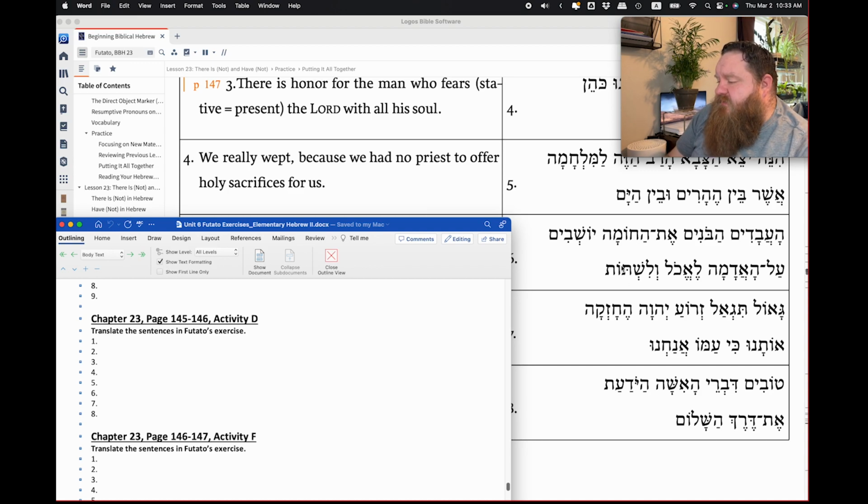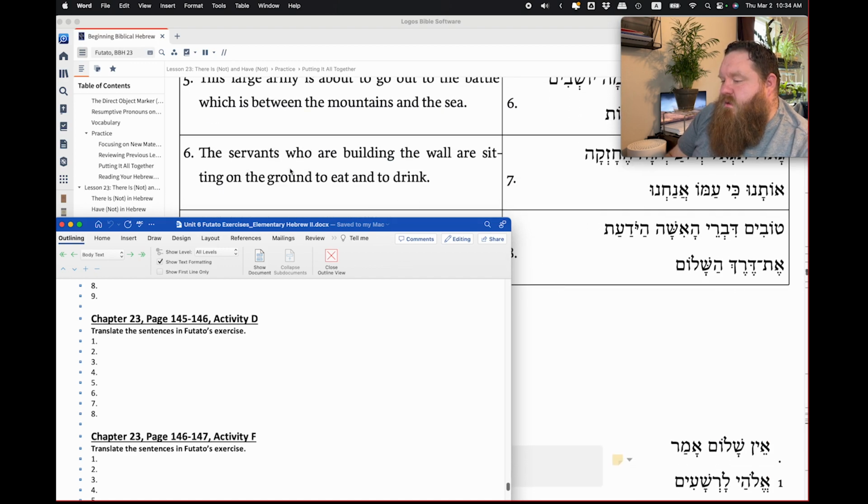So if this is an infinitive, we take off the holam vav tav here, we add our hey back in, and we get le-shata. Shata is to drink, so it fits the context of akhol. And so we get the servants building the wall are sitting upon the ground in order to eat and to drink. The servants who are building the wall are sitting on the ground to eat and to drink.